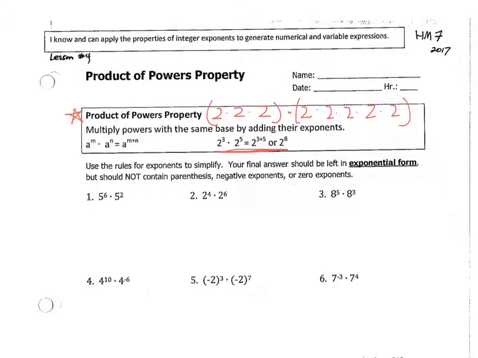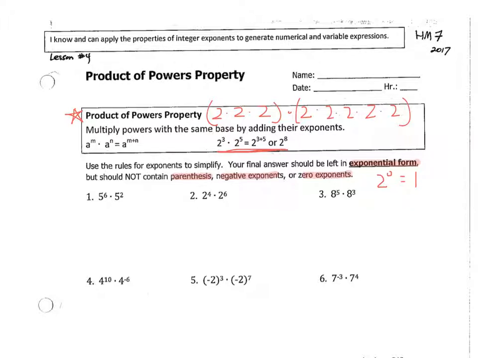A couple reminders for you as you're working. If you look at the directions, it says use the rules for exponents to simplify. Your final answer should be left in exponential form. So the good news is you do not need to write your answer in standard form. You can just leave it with the base and the final simplified exponents. However, you should not have parentheses, negative exponents, or zero exponents in your answer. And remember, anytime I have an exponent of 0, we know that the answer is always going to be 1. So 2 to the 0 power is 1.